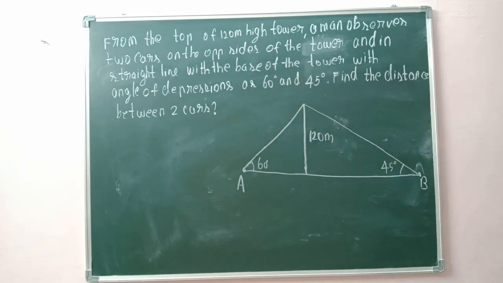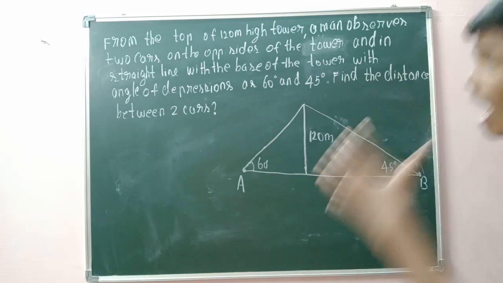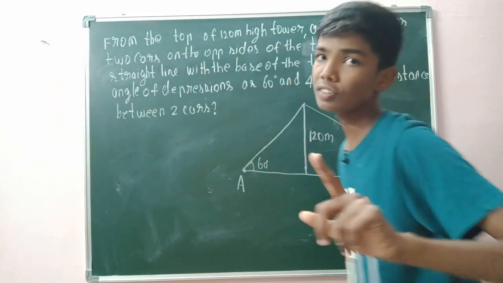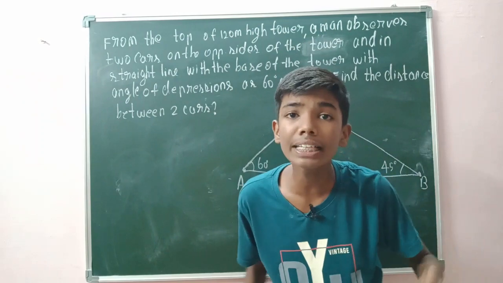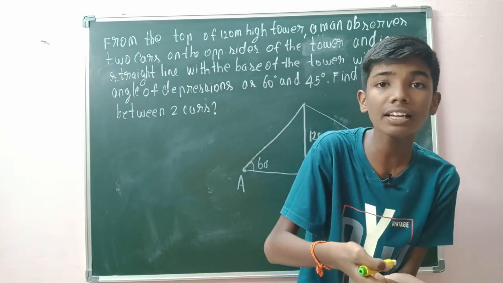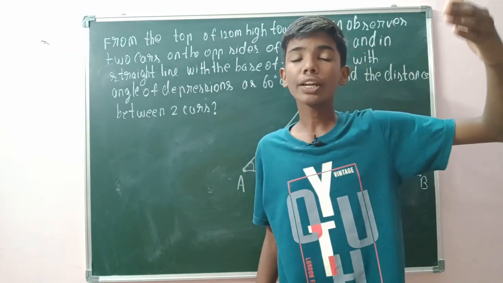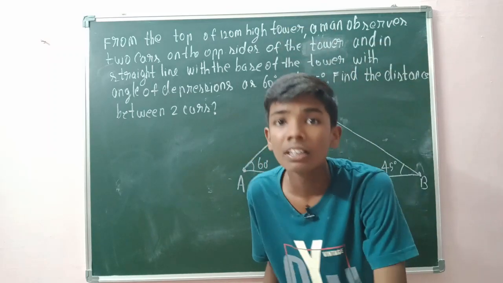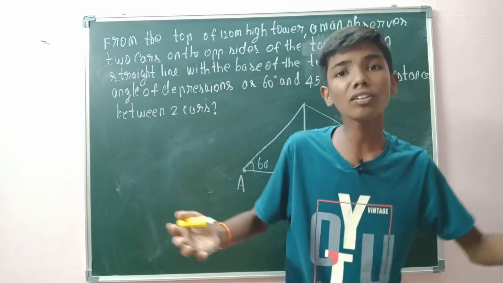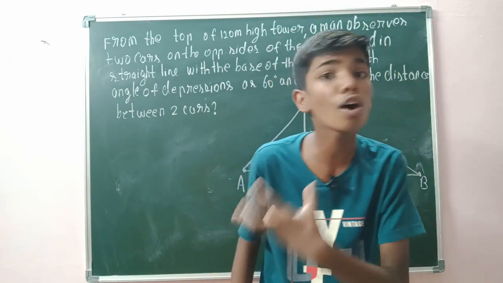Use the scenario given in the question to solve these kinds of problems. There are two cars A and B. The angles of depression are 60 degrees and 45 degrees, observed from the top of the tower. Why is it called angle of depression? Because this angle is measured between the line of sight and the horizontal level when you are looking downwards. This man is seeing the car downwards, so the angle of depression is the term used here, not elevation.